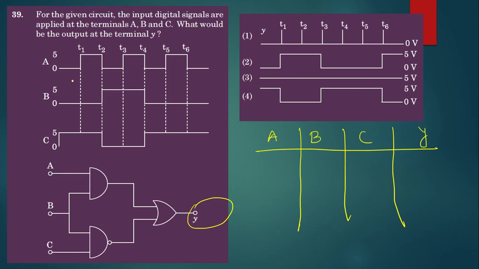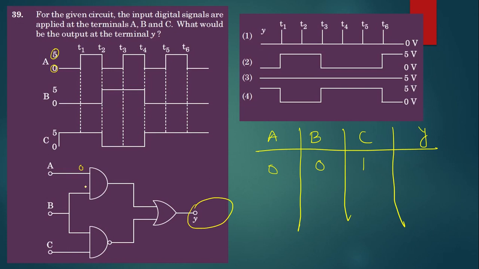Here the inputs are given in the form of pulses. It is not given in terms of 1 or 0. So we should consider this 5 to be 1, the high value, and 0 to be the low value. For the first pulse, A is 0, B is 0 and C is 1. Let me apply this.